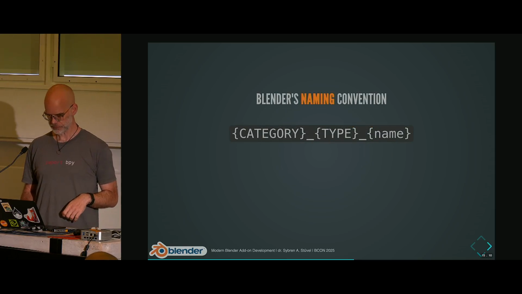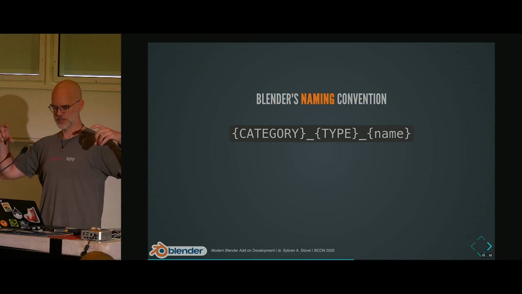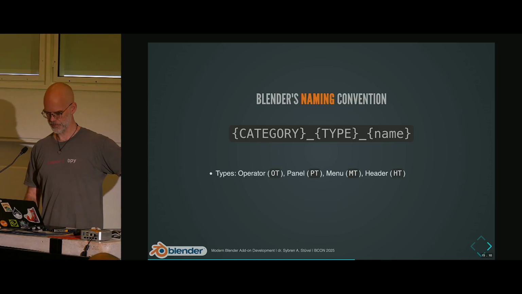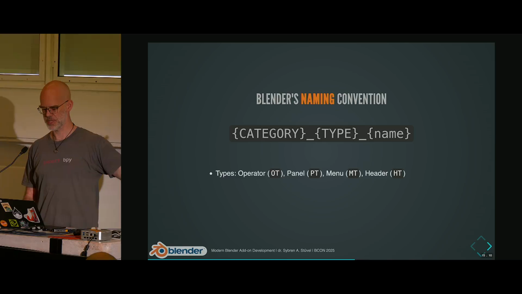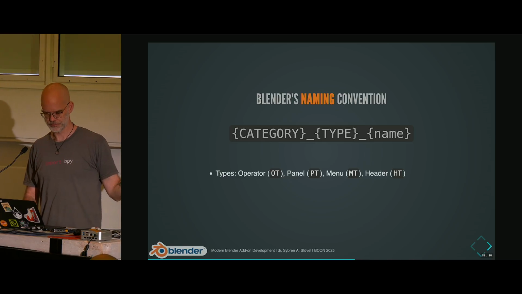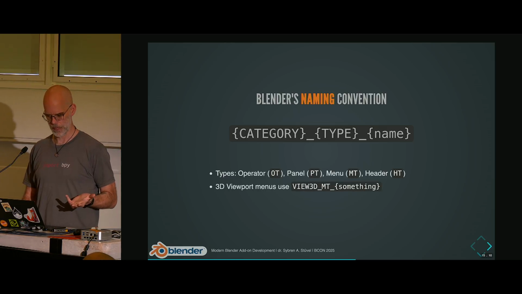Blender stuff is typically called category in capitals, underscore, the type is a two-letter code, underscore, the rest of the name. We have operator type, panel type, menu type, header type. I think that's it. And so we're going to look for VIEW3D_MT_something.